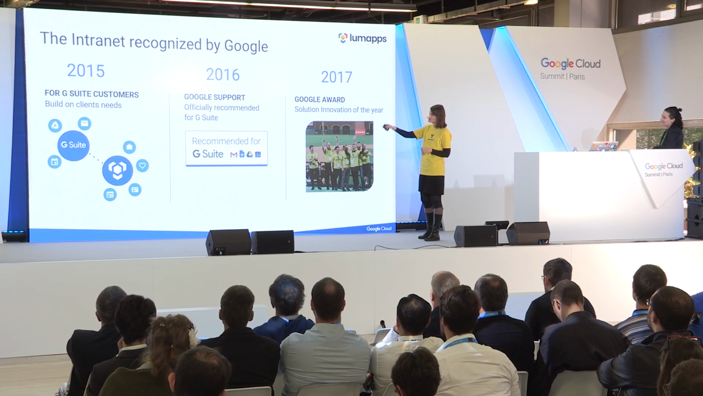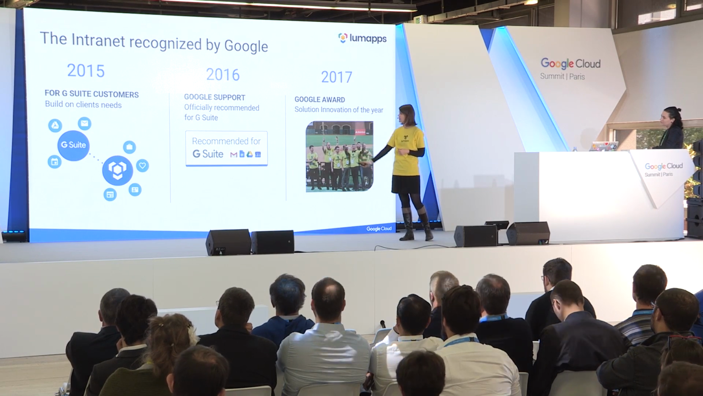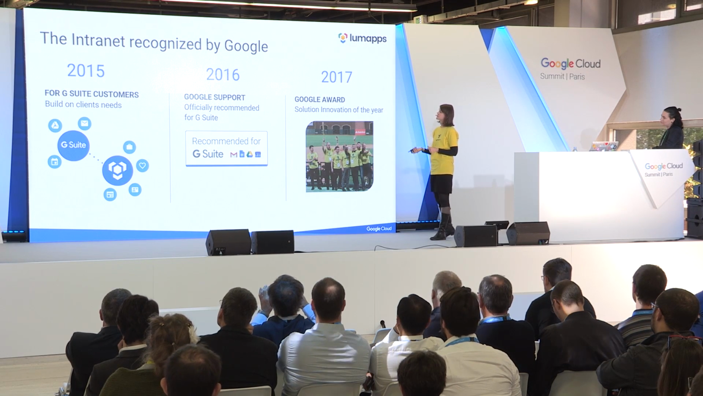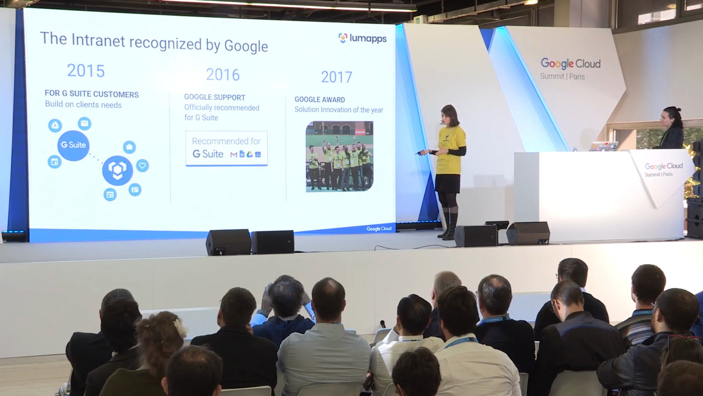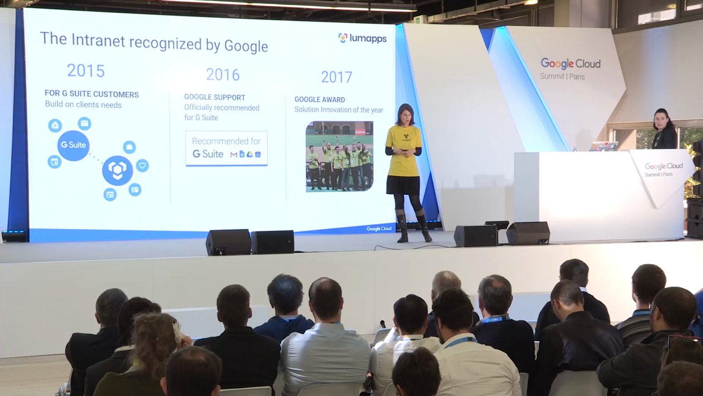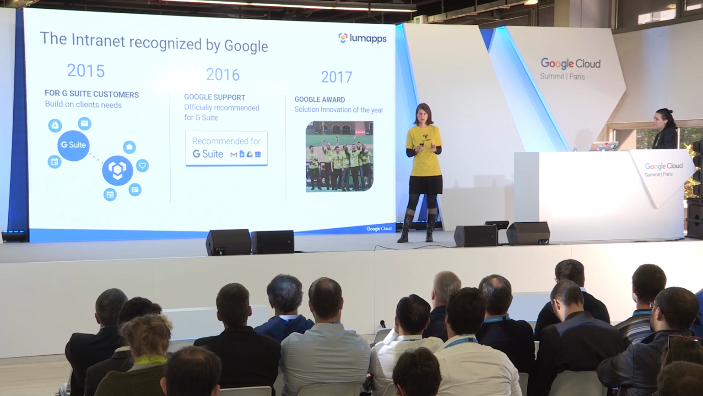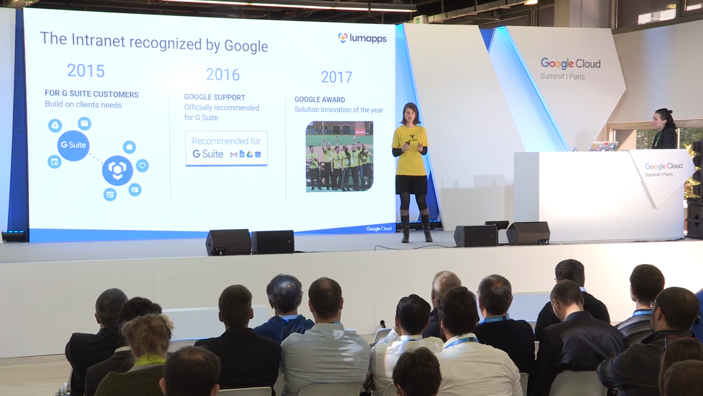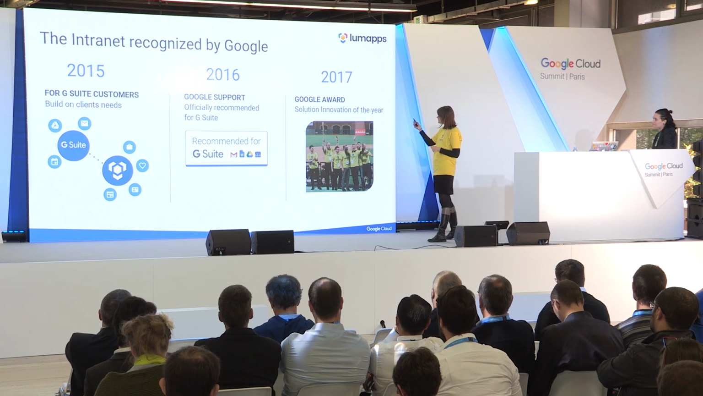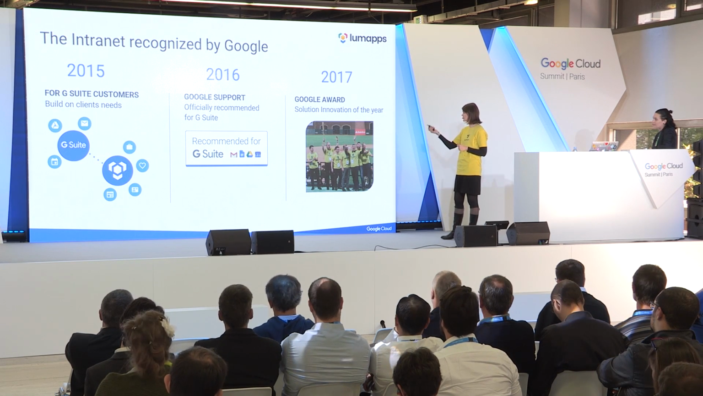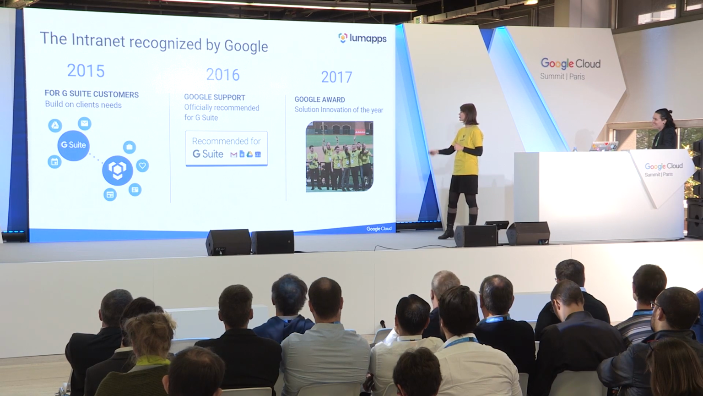We started our business in 2015 by addressing G Suite customers. In 2016, we were lucky enough to be officially recommended for G Suite by Google. What does it mean to be officially recommended by Google? It means that Google and LumApps product teams are working together to align their product roadmaps. It also means that LumApps is built on the Google Cloud Platform, and we meet Google standards in terms of security. And it means that LumApps provides a full integration with G Suite, and this full integration is certified by Google itself. And in 2017, during the Google Cloud Summit in San Francisco, we received the Solution Innovation of the Year award.